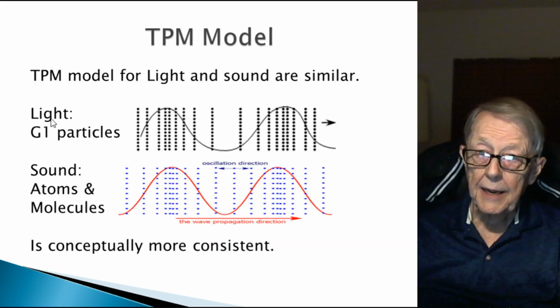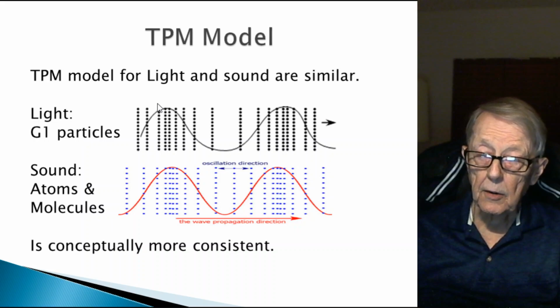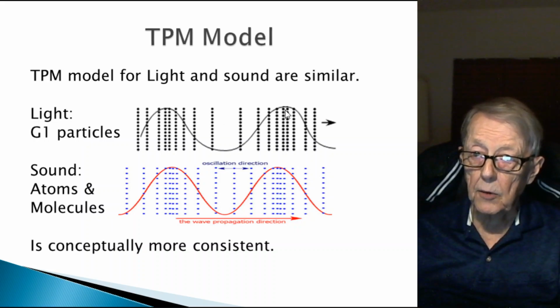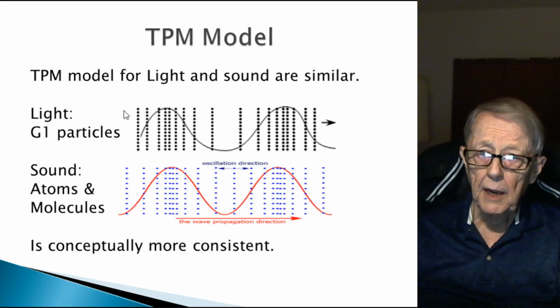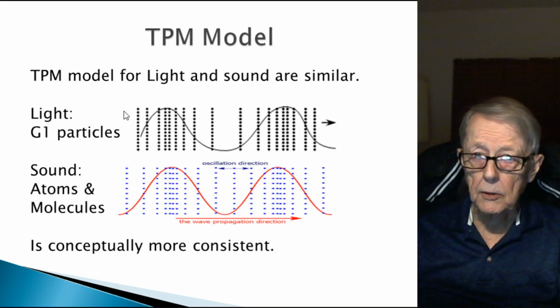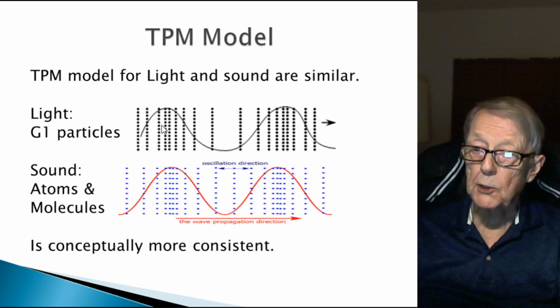But when you compare it to the model for light, in light we have G1 particles that are grouped together at a peak, and in the middle there are very few of them. There are a lot of them at the peaks, and the G1 particle goes from source to destination moving at speed c.